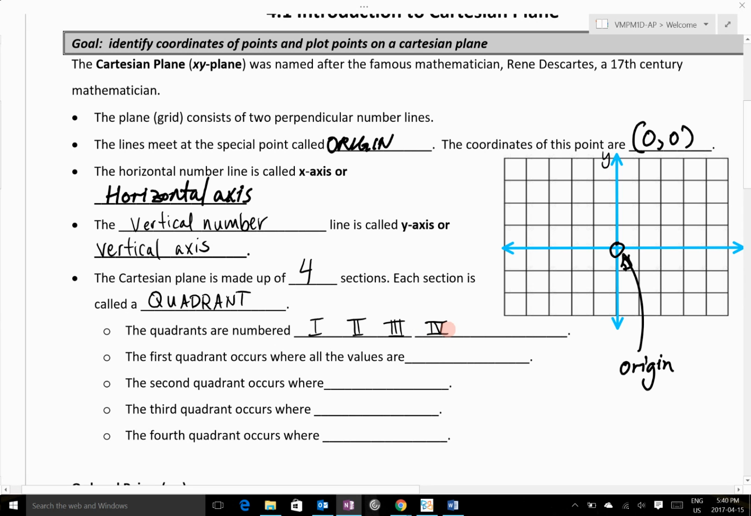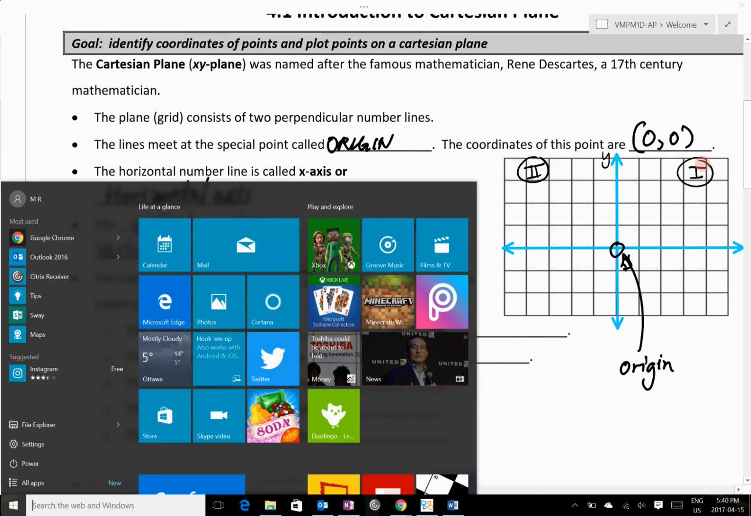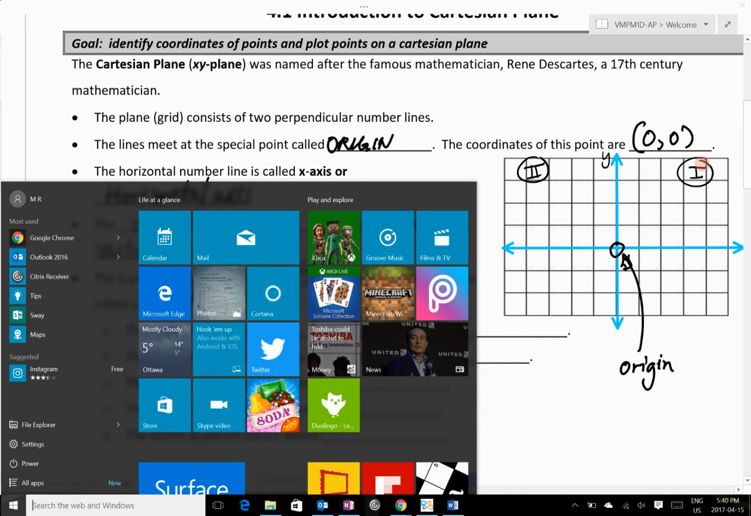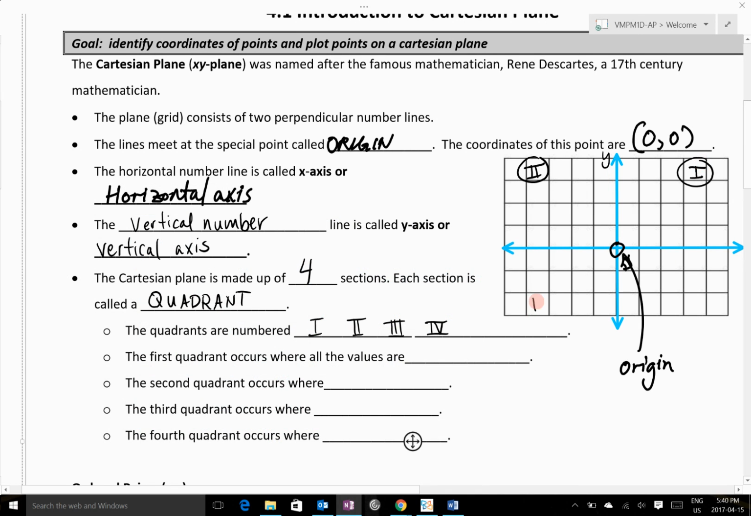And the quadrants themselves, if I label them on my diagram, this would be quadrant 1. And going counterclockwise, here I would have quadrant number 2. And down here I would have quadrant number 3. And to the bottom right, I'd have quadrant number 4.